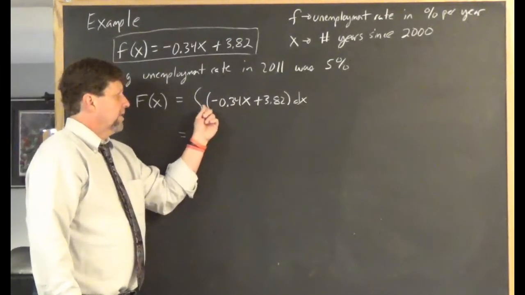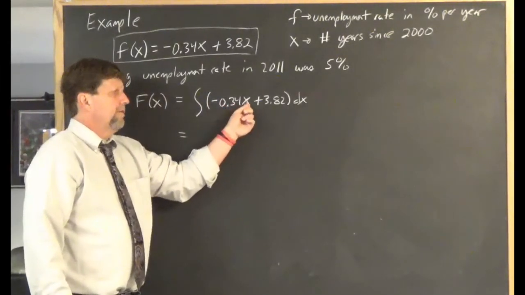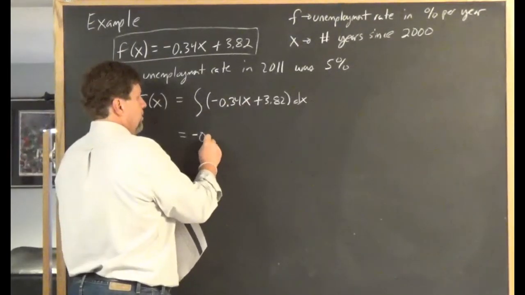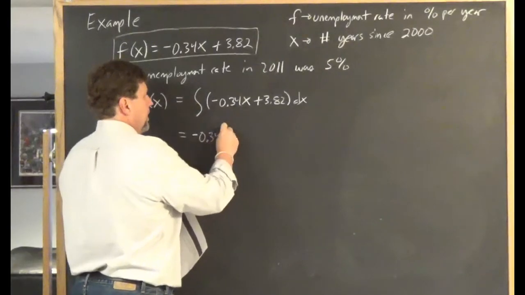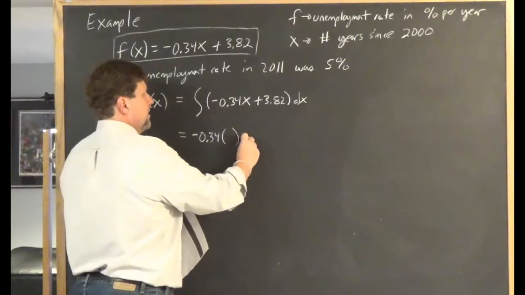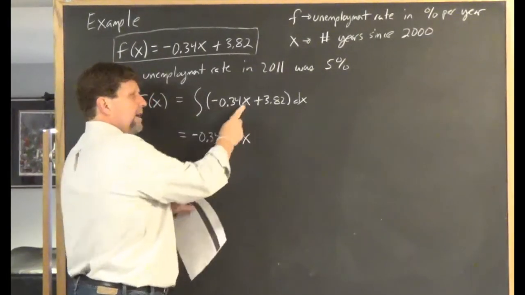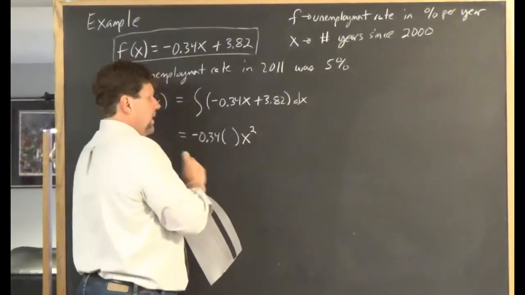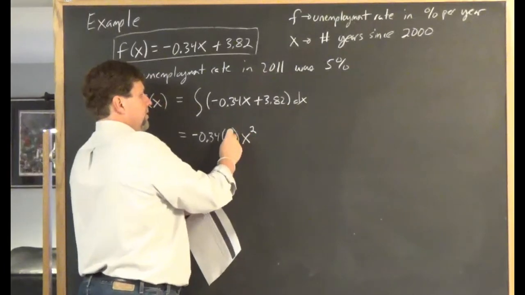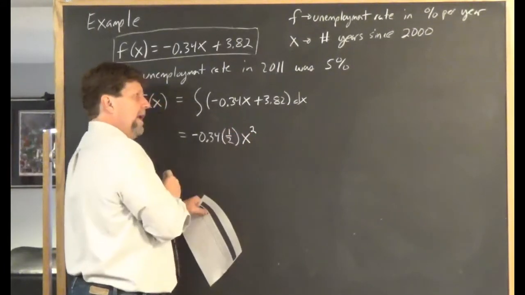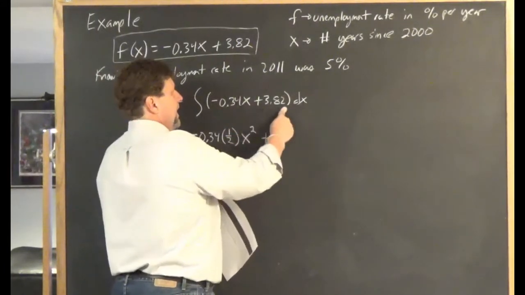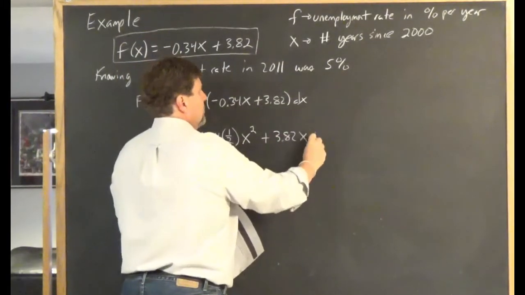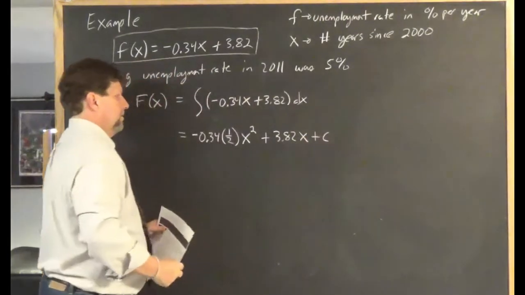So when I integrate negative 0.34x, I have the constant negative 0.34. Let me leave a little space, because when I integrate the x, I'm using the power rule, so I'm adding 1 to the exponent to get a 2. And then I put the reciprocal of the new exponent in here, which is 1/2. And then the antiderivative of 3.82 is 3.82x plus c.